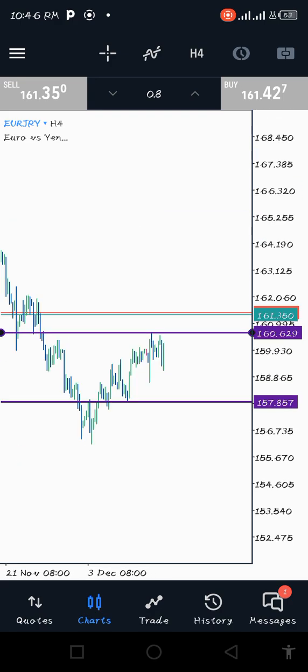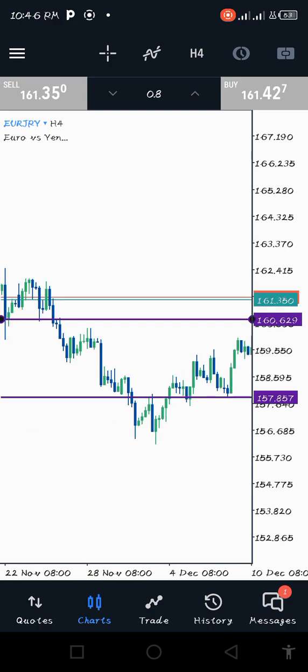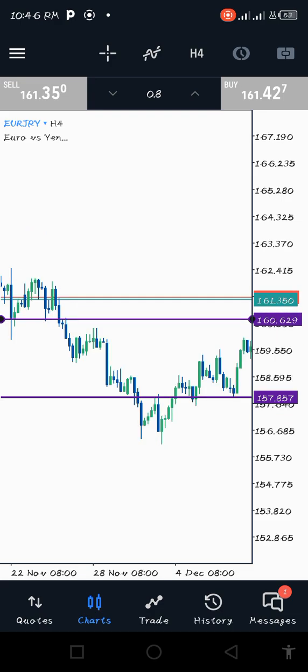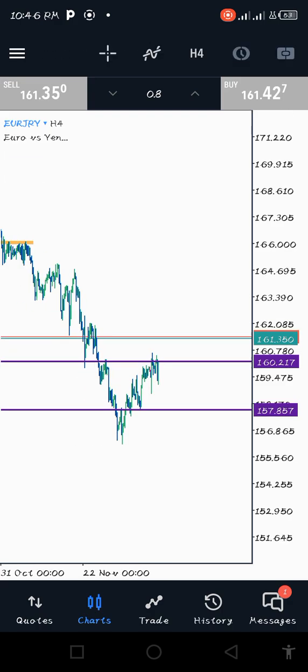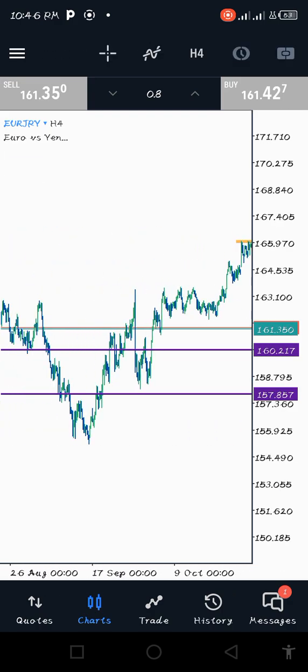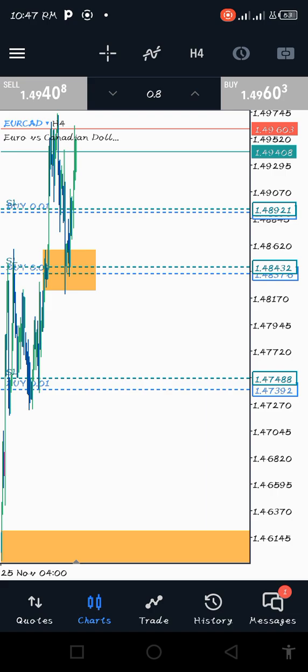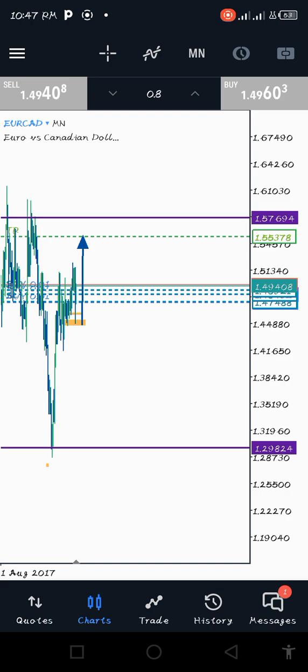I think I need to load more price, because I am not seeing some candles. So we leave this for next session's analysis. Let's analyze something like Euro/CAD. So judging things from the monthly time frame.